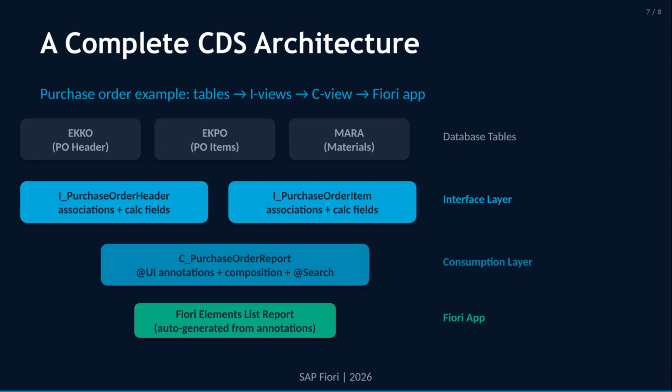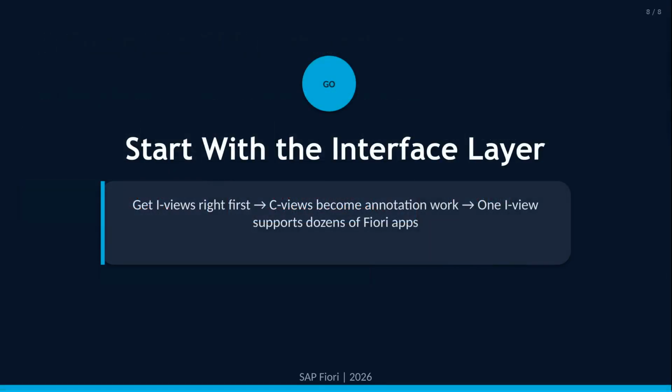It sits on the interface views and adds @UI lineItem annotations, search enablement, selection fields for the filter bar, and a composition to the items entity. You register this view as an OData service in the service definition and binding. No custom JavaScript. That is the power of CDS-driven Fiori.